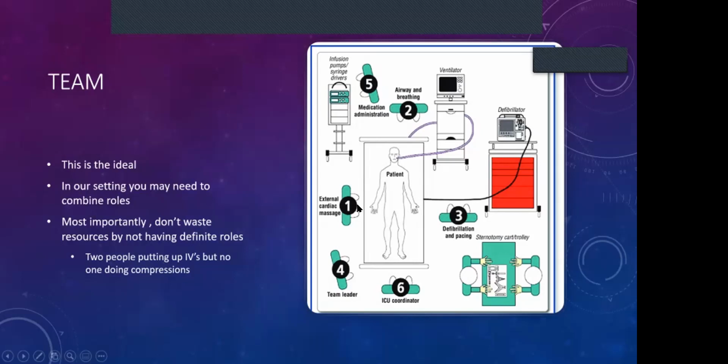You're supposed to have one person who does external cardiac massage, compressions. You're supposed to have somebody in charge of airway and breathing, and somebody just in charge of the defibrillator. You're supposed to have the team leader, who directs everything and says, you do this, you do that, let's get better on this. This is where we're having a problem. He or she is concentrating on all the different parts and trying to put them together. Number 5, medication administration, you have somebody there. Number 6, ICU coordinator, if you think the patient needs to go to ICU.